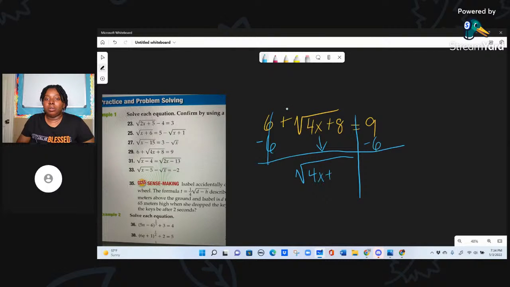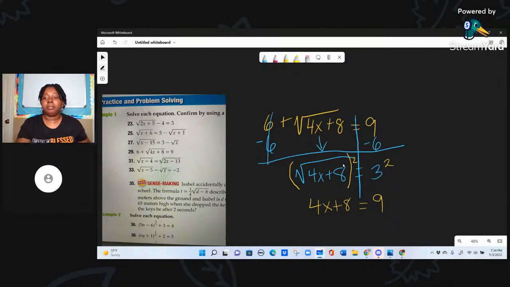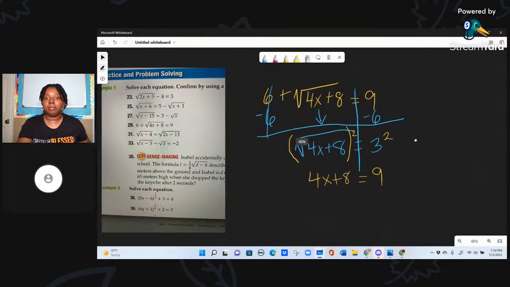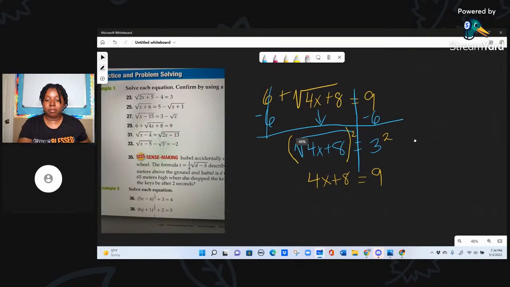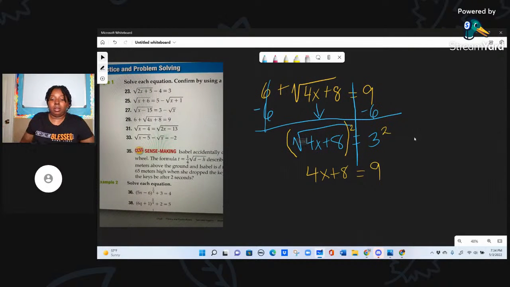Okay, so you got 3, and then square both sides. Okay, good. So we want to get rid of that square root, so we're going to square both sides. What do you get on the left side? 4x plus 8. Good. And on the right? 9. Good. All right, keep going. 4x equals 1, and then x equals 1/4. Okay, so 4x equals 1, good.